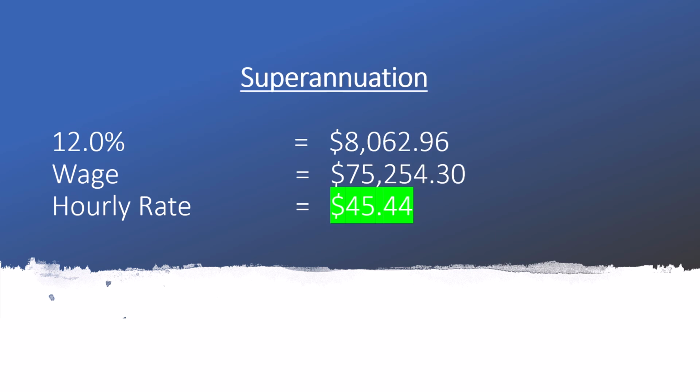Last of all is superannuation. It has now gone up to 12% as from the 1st of July 2025. So that equates to $8,062.96. So the wage for an employee now, basic wage, is $75,254.30, or that's worth $45.44 to them.